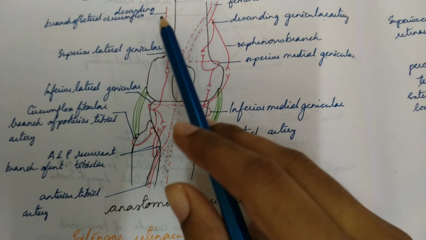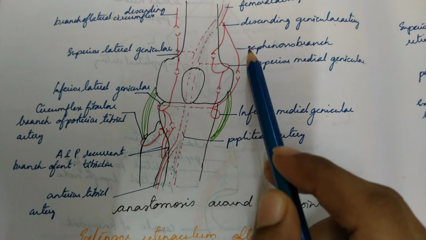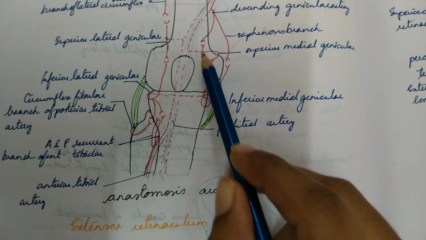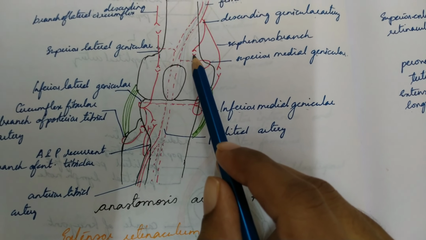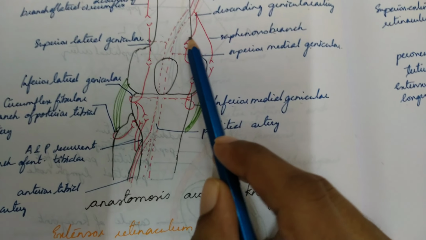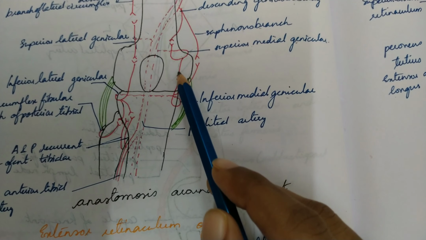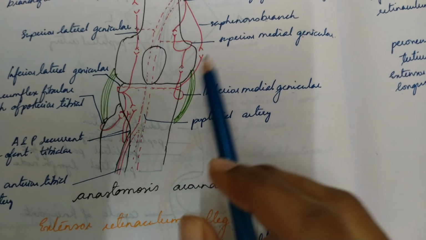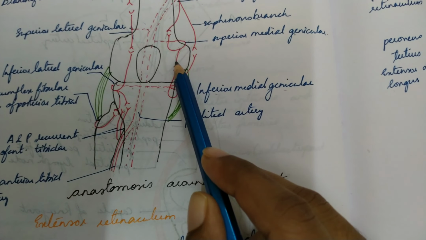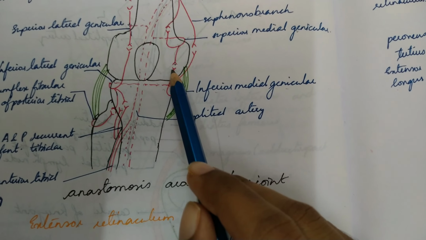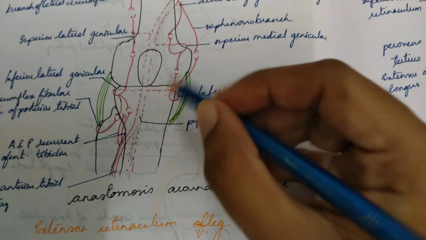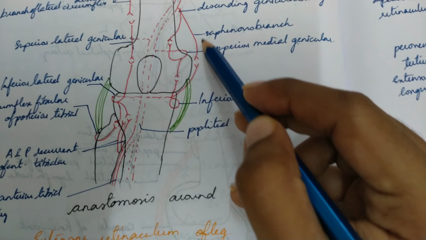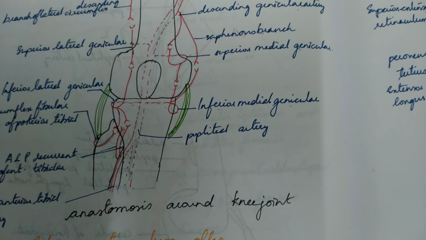Now let's learn about the anastomosis. First, let's go with the medial side. The superior medial genicular artery divides into 2 branches. One branch anastomoses with the descending genicular artery, and now there is another branch. The inferior medial genicular artery also divides into 2 branches. So the second branch of the superior medial genicular artery and one branch from the inferior medial genicular artery form an anastomosis. The second branch of the inferior medial genicular artery goes upward and forms an anastomosis with the saphenous branch of the descending genicular artery.